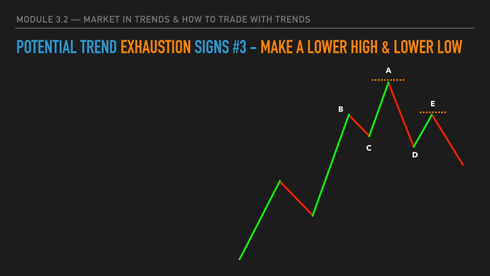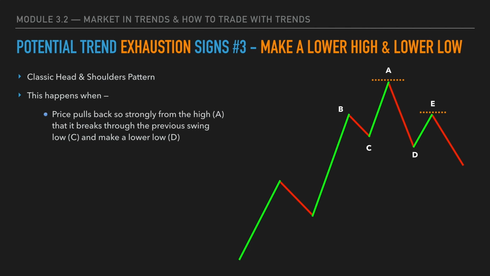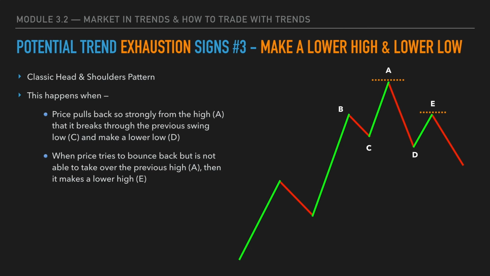Potential trend exhaustion sign number 3: make a lower high and a lower low. This is a very important pattern that you should remember, because this is a potential trend reversal pattern. It is also known as a classic head and shoulders pattern. This happens when price pulls back so strongly from the high that it breaks through the previous low and makes a lower low. After that, when price tries to bounce back but is not able to take over the previous high, then it makes a lower high.